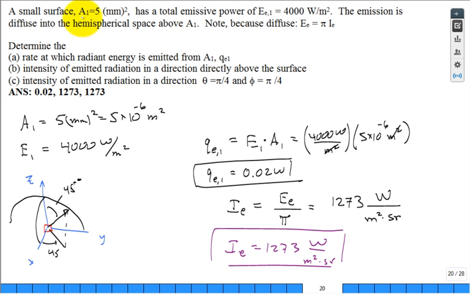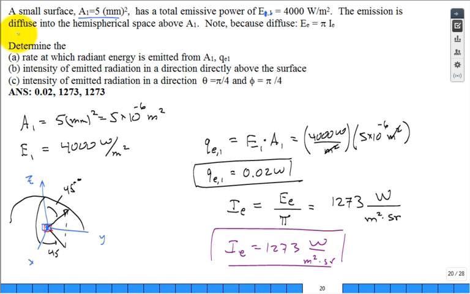We have a small area down here, and we put it at the origin of a coordinate system. It has a total emissive power of 4,000 watts per meter squared. So we use E, and it's for the surface, so it's surface 1. E for emission, subscript 1.